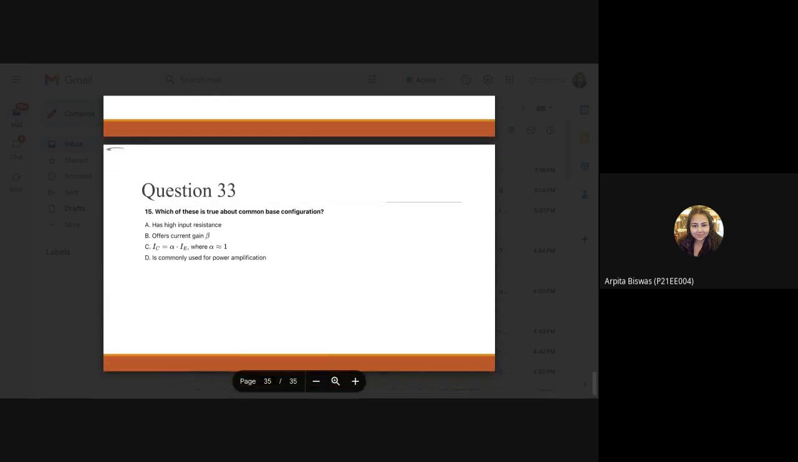So this is the last question. Question number 33. Which of these is true about the common base configuration? First option, has high input resistance. Second, offers the current gain beta. Option C is IC equal to alpha into IE, where alpha is almost equal to 1, and option D is commonly used for power amplification. So what is the right option? Option C, IC equal to alpha into IE. Yes, the right option is option C.